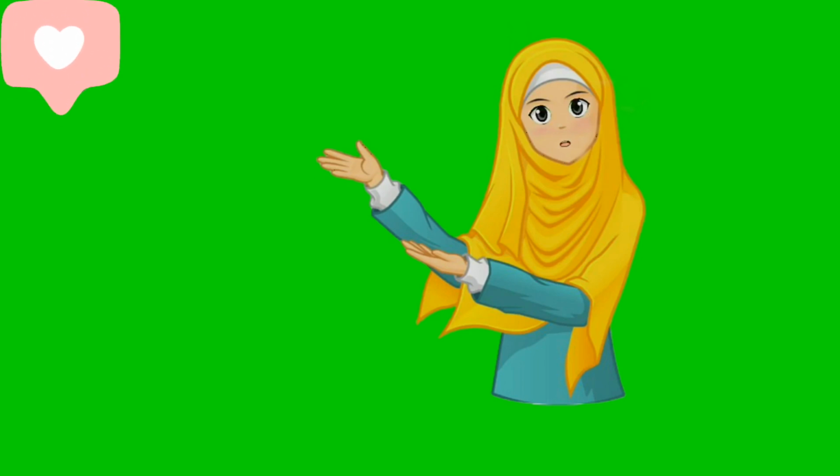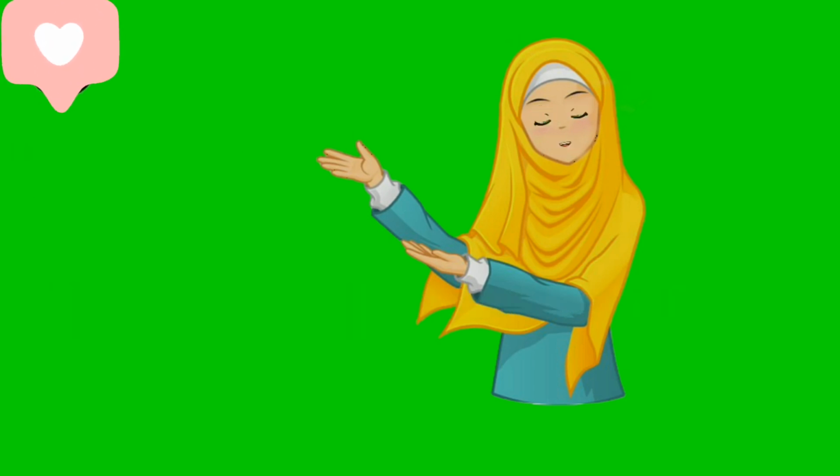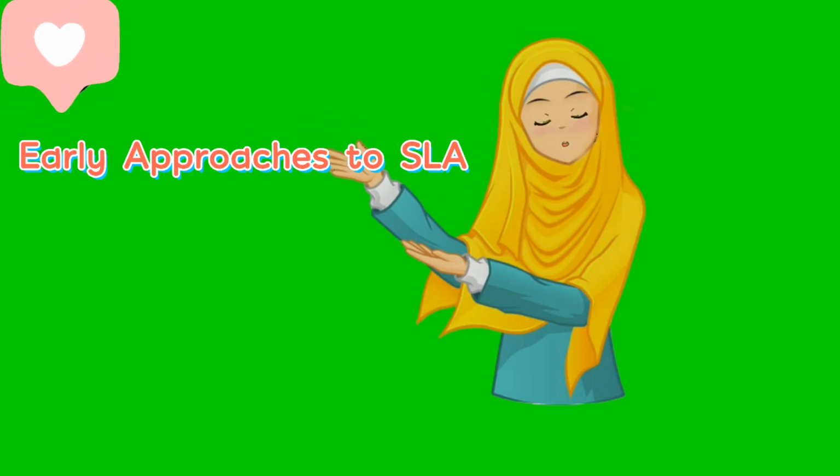Number 1, lexicon or vocabulary, and then phonology or sound system, and then morphology or word structure, and then syntax or grammar, and then non-verbal structure with conventional language-specific meaning, and last, the discourse. The next material is early approaches to SLA.